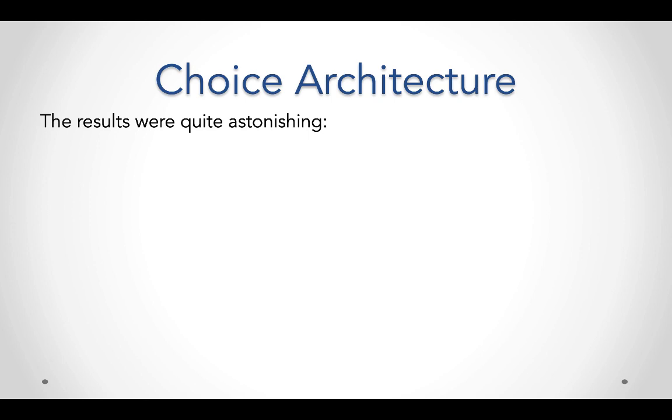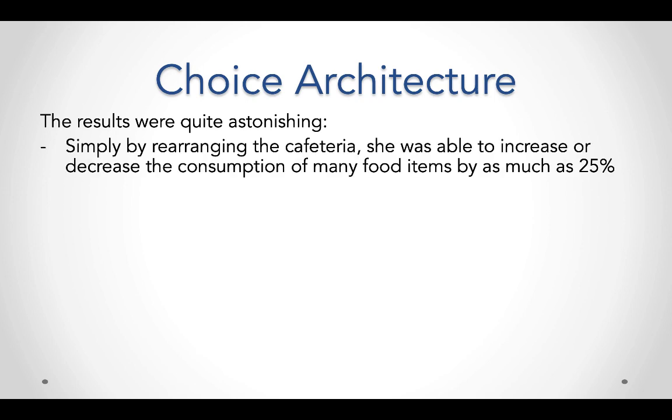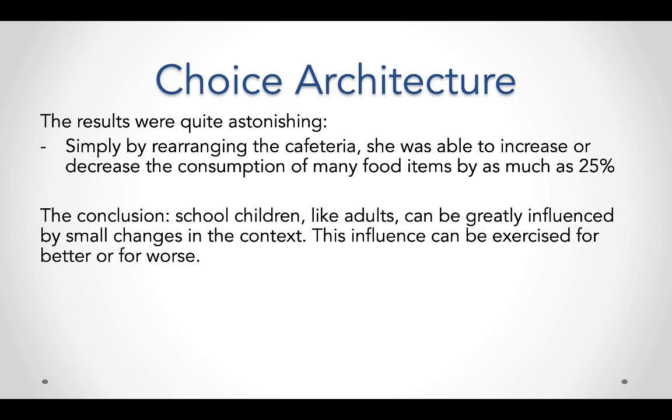Interesting when they did this experiment. This is part of, by the way, a book called Nudge by Richard Thaler and Cass Sunstein. And simply by rearranging the cafeteria, the consumption of certain food items increased by as much as 25%. So that is very impressive. It's a huge result, 25% for any item just by rearranging it and placing it in different places. So the conclusion of this experiment was that school children, just like adults, can be greatly influenced by small changes in the context.